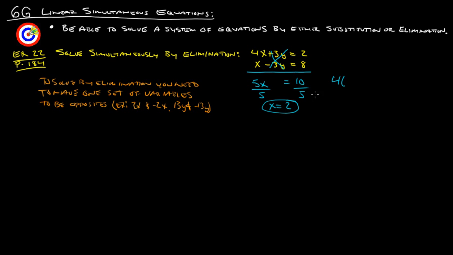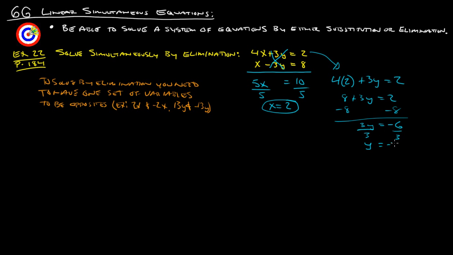So again, I'm using this formula here: 4 times 2 plus 3y equals 2. So 8 plus 3y equals 2. Subtract 8 from both sides, and we get 3y equals negative 6, right? And then we divide both sides by 3 to get y equals negative 2.